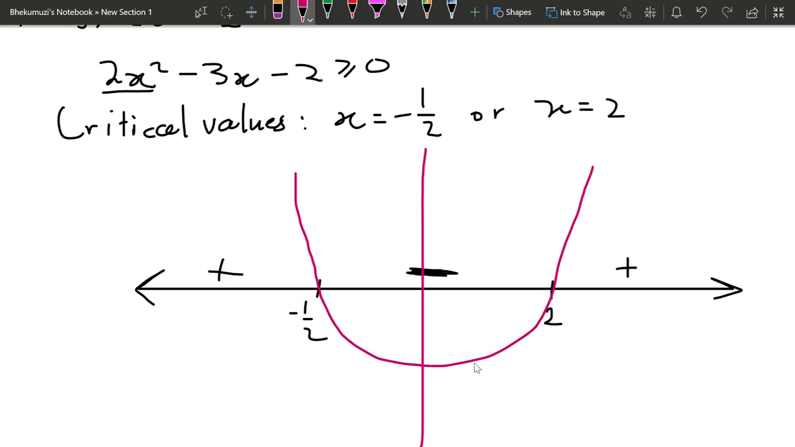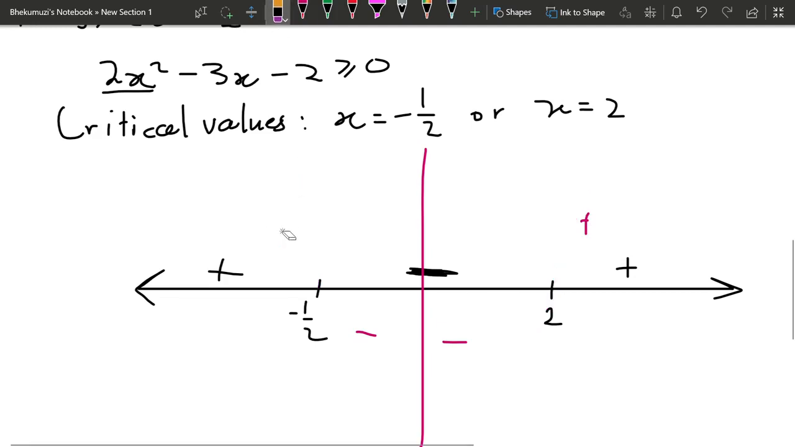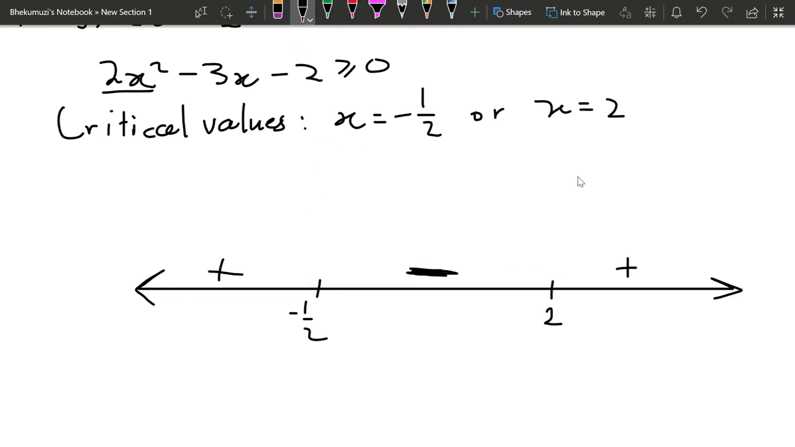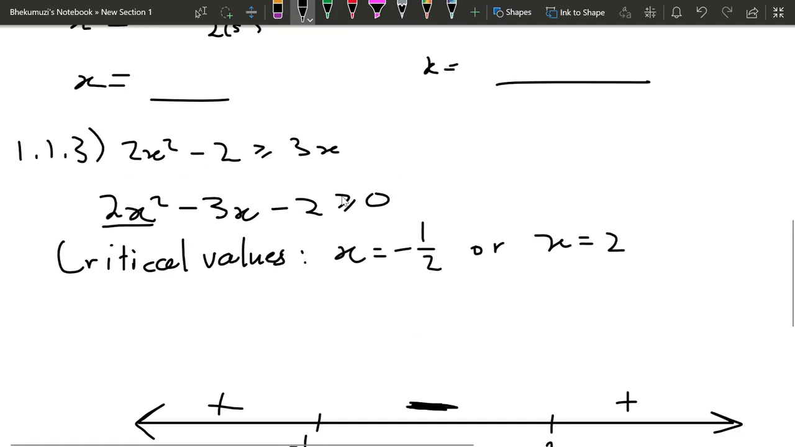The parabola would fall underneath the x-axis, meaning these are negative y values, and then above the x-axis, these are positive y values. Okay, right. So we've actually basically answered the question in the sense that we now know where it would be positive and where it would be negative. But remember, the question itself said it is greater or equal to 0, right?